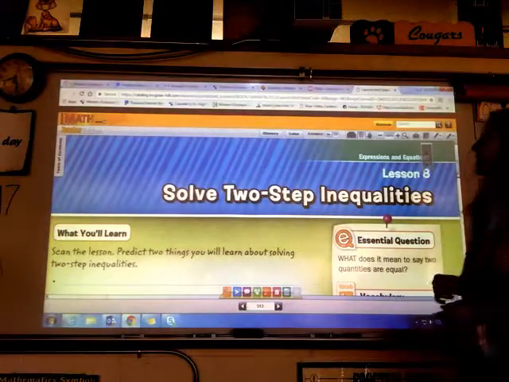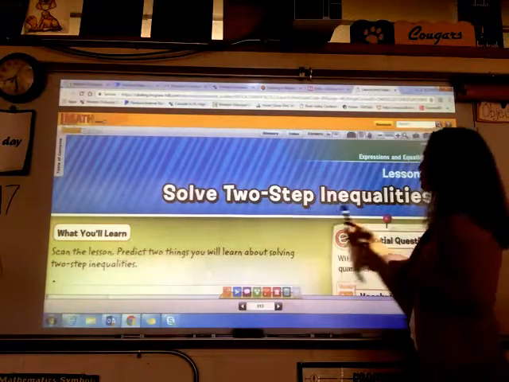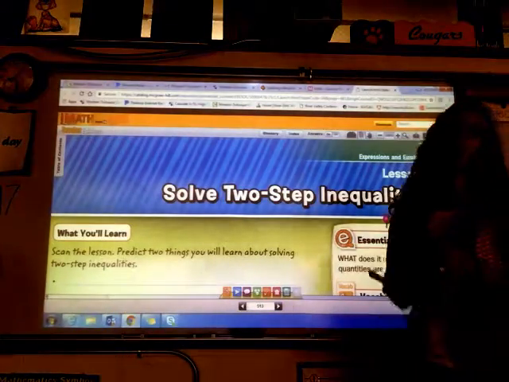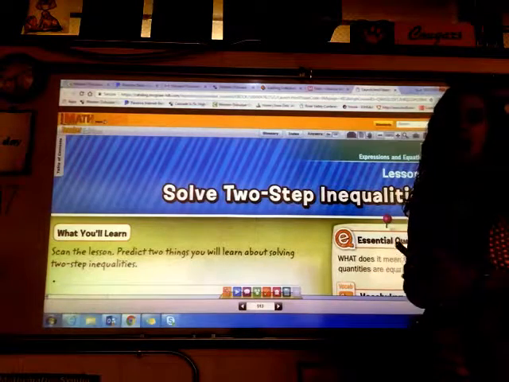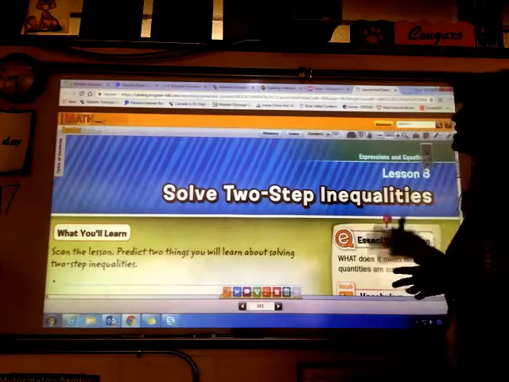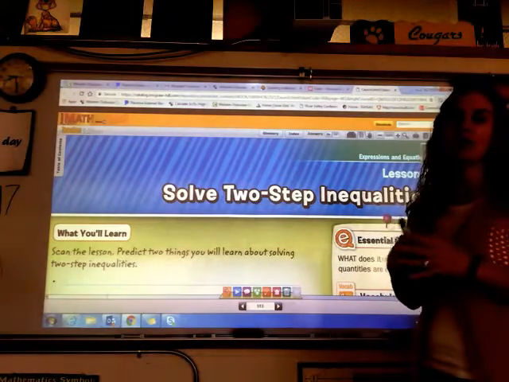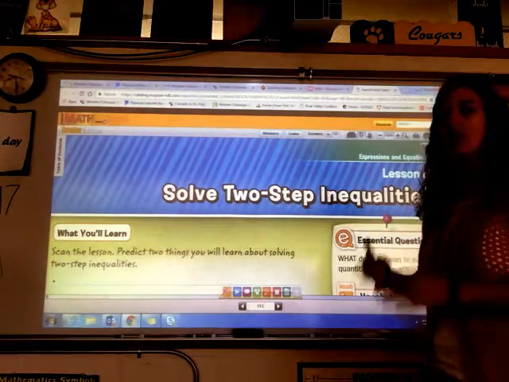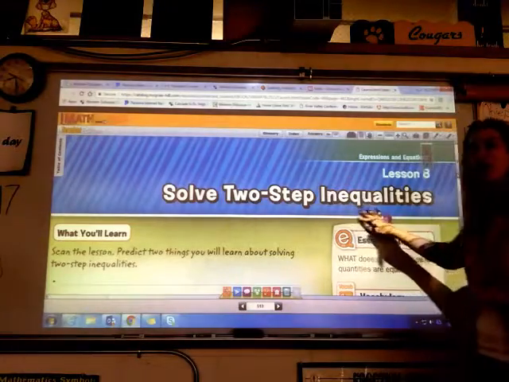Chapter 6, Lesson 8 is going to be focusing on solving two-step inequalities. So basically what we are going to be doing in this lesson is taking all of the information that we have learned in prior lessons of Chapter 6 and combining it all together. This time though, we're focusing on inequalities.